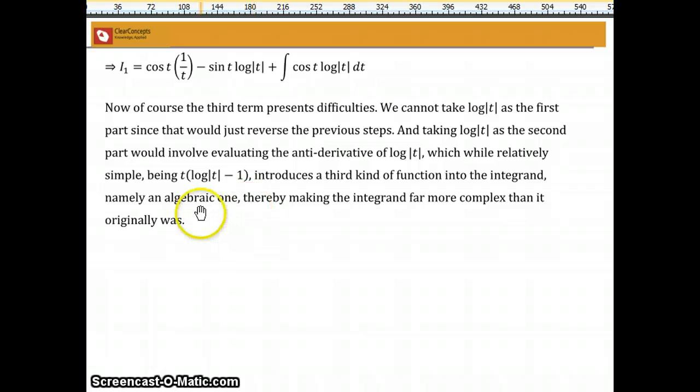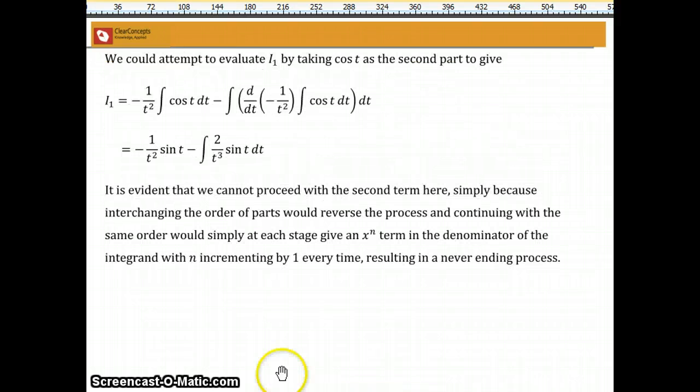So you'll have an algebraic one, the t. Then there's a logarithmic one, the log mod t. And we shouldn't forget that we have the cos t, which we will have to differentiate for doing parts here. So that would have become a sine t. And so we have three kinds of functions in our integrand now. And so the integrand is far more complex than it originally was. And this is not an approach that looks promising.